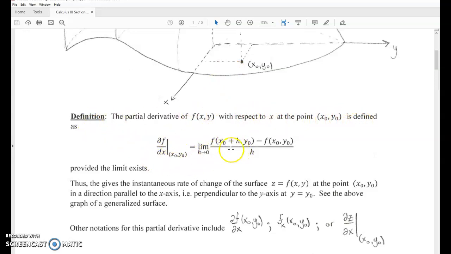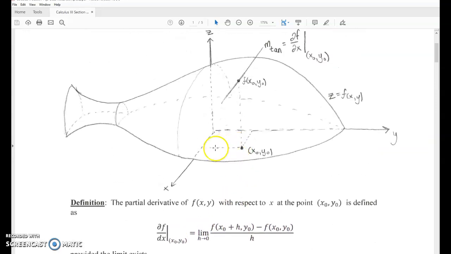It looks very similar, except that notice my x plus h is only with the x. The y naught stays the same. So the limit as h approaches 0 of f of x naught plus h, y naught, minus f of x naught, y naught, all divided by h. We're not going to actually be evaluating these limits like when you first learned derivatives in Calc 1, but I just want you to understand that's what it is. Now what exactly is it physically? In the direction of the x-axis, it's the slope of the tangent line if the tangent line was lying parallel to the x-axis. That's what the partial derivative of f with respect to x is.